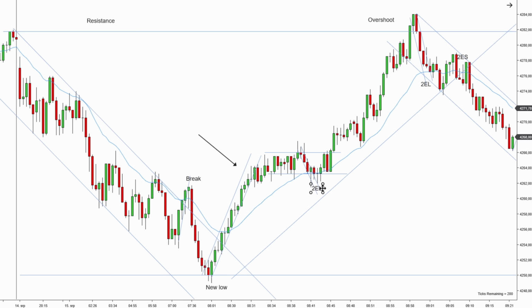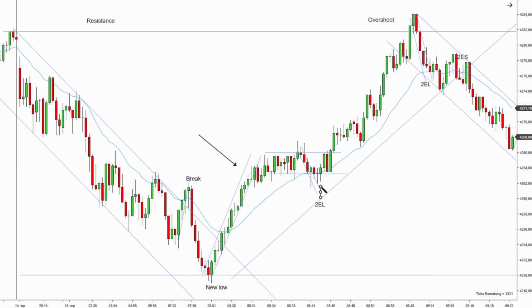Now, the reason why I didn't like going long here on this second entry long is because the short-term uptrend already had a break and new high. Is this a wrong trade to take? Well, not really, because the EMA keeps holding. You also have small little support indicating that the buyers are still strong in the market. And if you took this trade right here, I can see why.